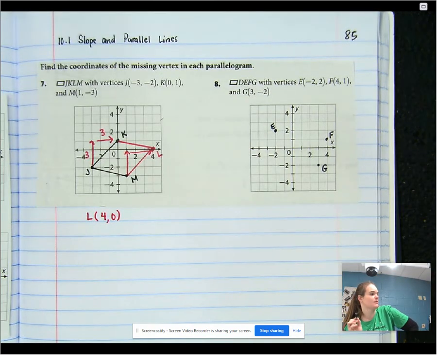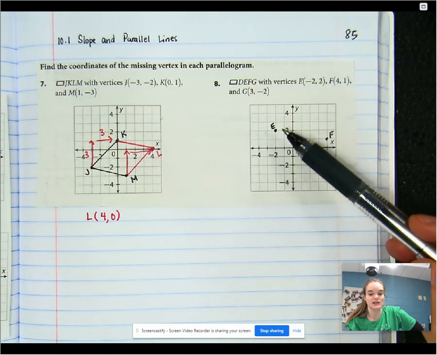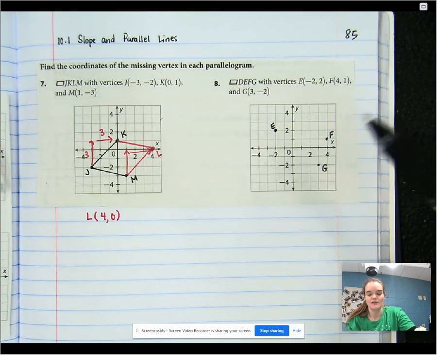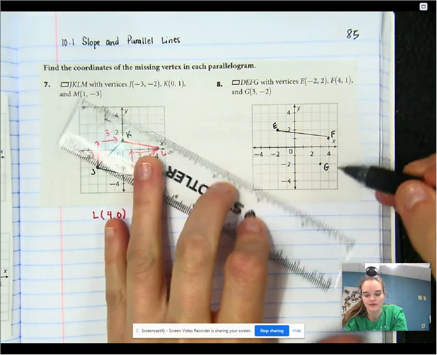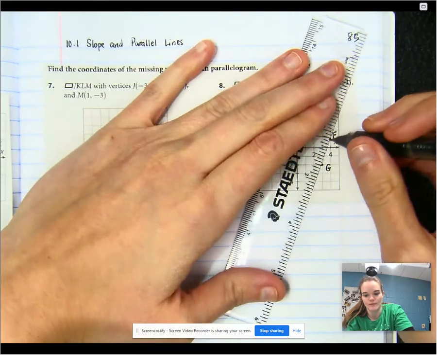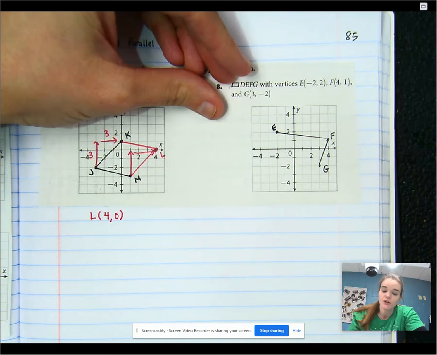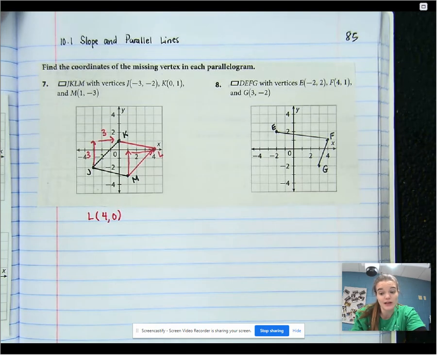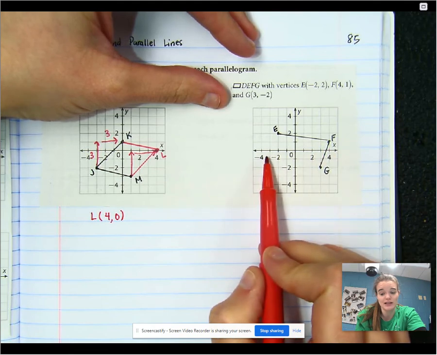All right, the first thing we have to think about is how we would connect these. It's DE, so I'll go from D to E. I can't. E to F. F to G. And G back to D, but I can't do that. So I'm going to count the slope from E to F, and then I would repeat that from D to G.